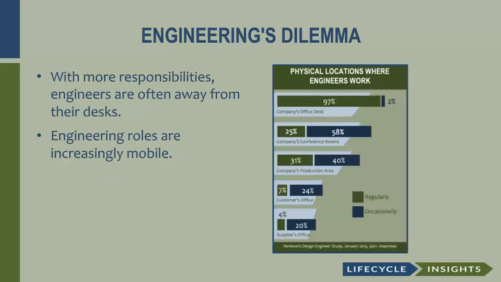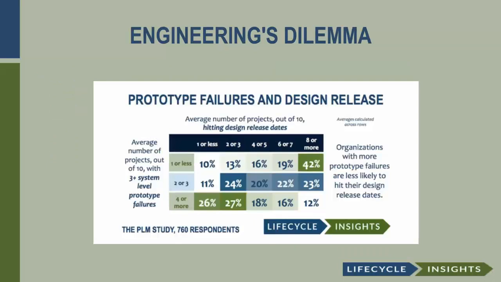So that's just a proof point that engineers don't have as much time for design as they used to. Another way this shows up is looking at how engineers spend their time, or where they spend their time. Now, certainly engineers spend a lot of time at their desks. That's probably going to be true for the most part. But they're also spending a lot of time in company conference rooms. You can see they're in the production area, which is manufacturing. You can also see they're going off-site, right? They're going to the customer's office and the supplier's office as well. So again, this is another proof point that today engineers don't have nearly as much time for design as they used to.